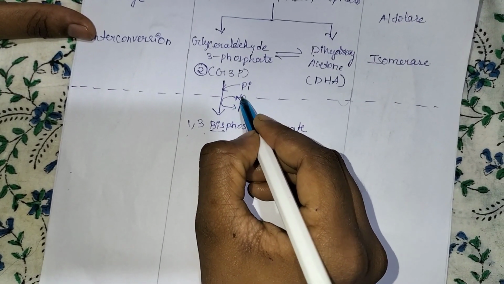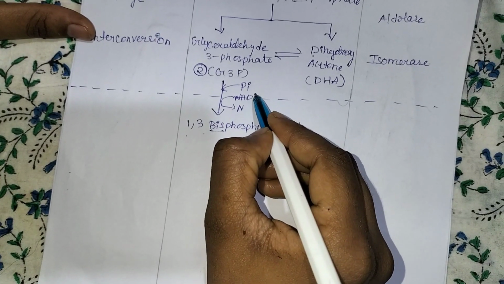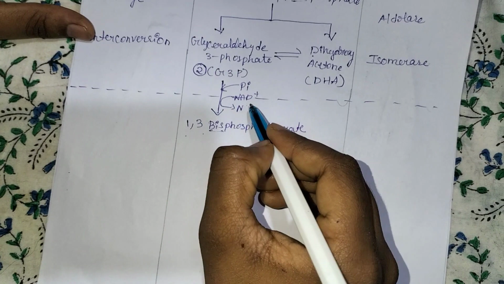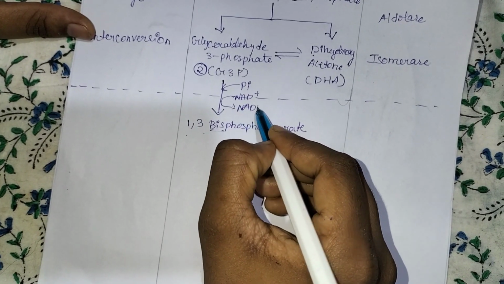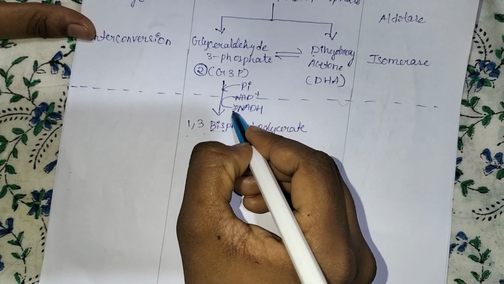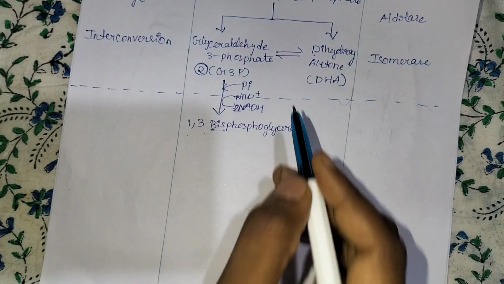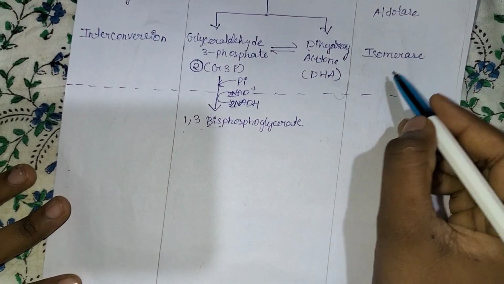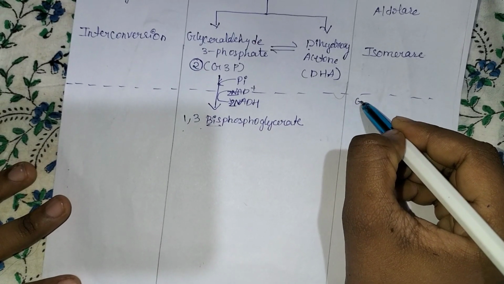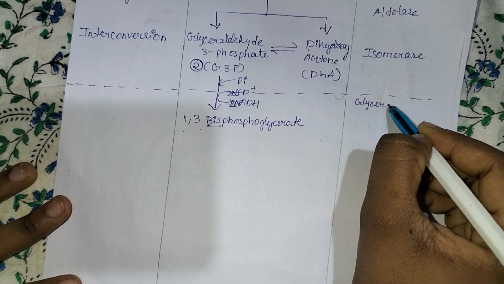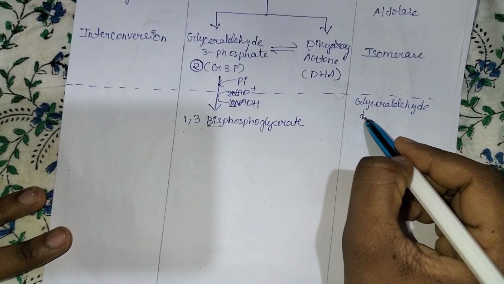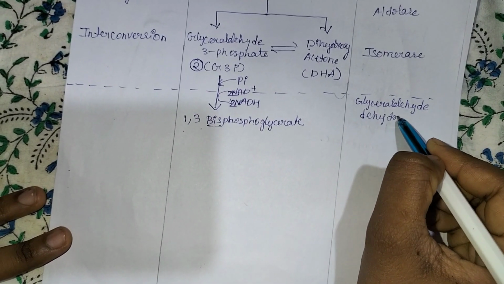Here we don't use any ATP, we use inorganic phosphate. Here there is a utilization of NAD+, which is converted into NADH. How many molecules? 2 molecules of NADH are produced. Okay, fine. And the enzyme involved here is glyceraldehyde dehydrogenase.